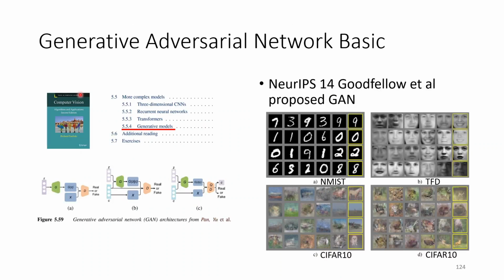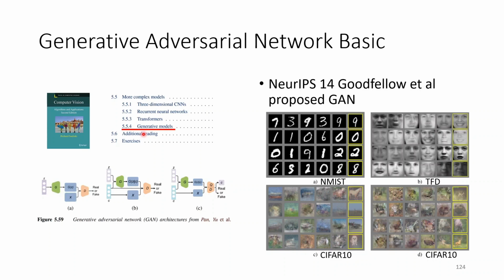Okay, so to understand the generative adversarial network, the GAN, you can take a look at our textbook. In chapter 5.5.4, it's very, very short, just a very simple section. And the section covers two topics. One is variational autoencoder, and another is GAN.